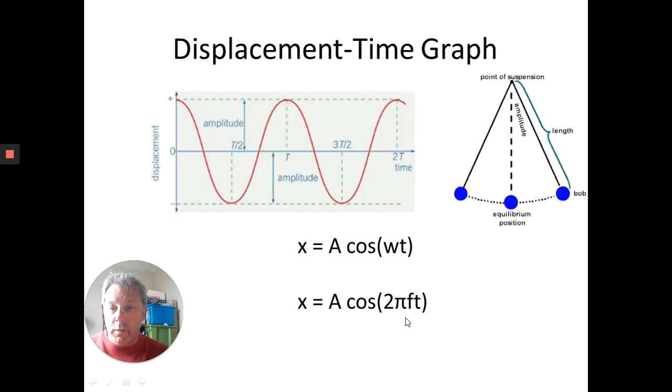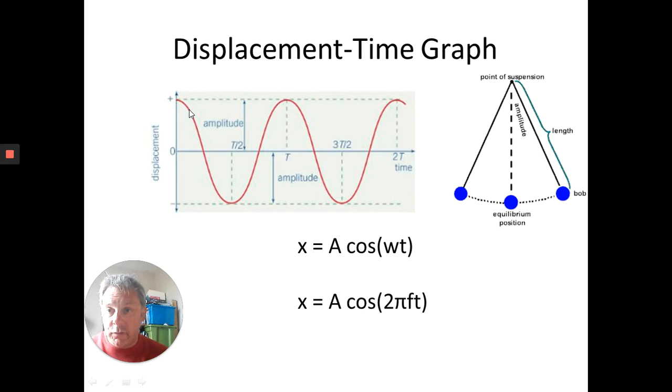So that's our equations for displacement. Remember, all cosines have to lie between plus and minus 1. So your amplitude then scales it up or down, depending on what your amplitude is. Now, if we also look at the curve, we can see at the very top there is zero gradient.